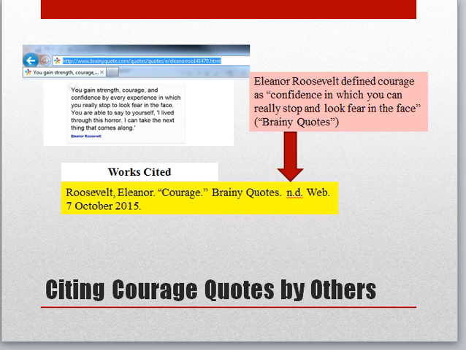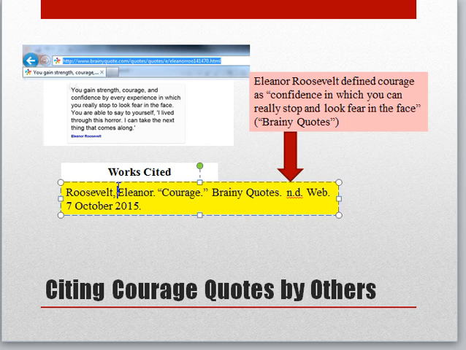So this is the format I'd use to cite the full MLA citation of this quote. Note I used the last name and first name of the author of the quote, the word she defined, the source, which is Brainy Quotes, ND, which means there's no date that we know when Eleanor said this quote. The web is the medium where I got this quote. And the date, October 7th, 2015, is the date I looked up the quote on the internet.